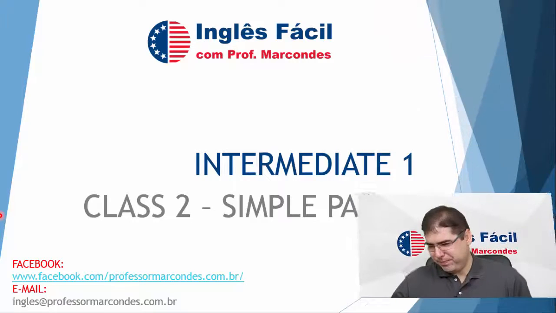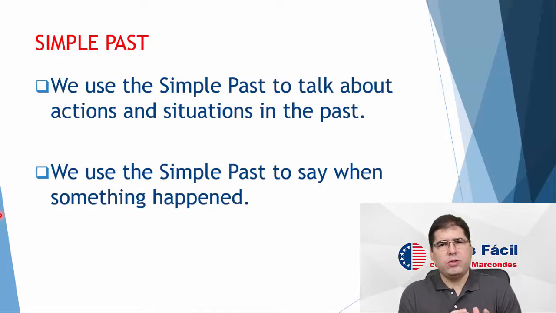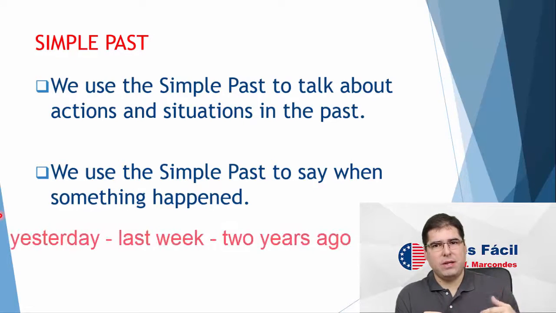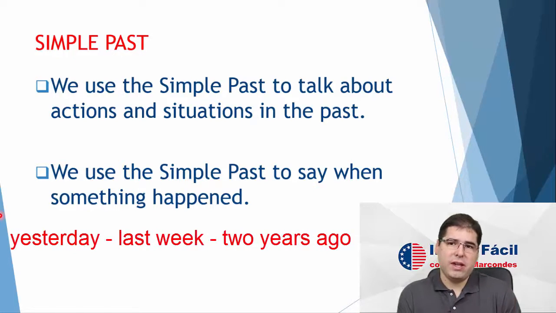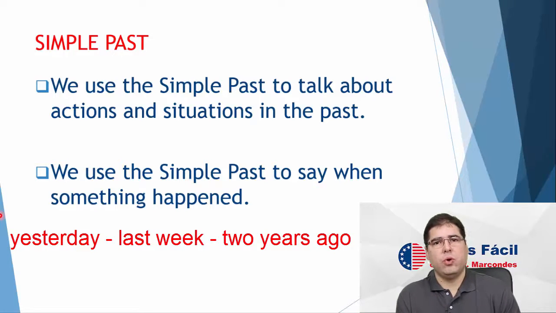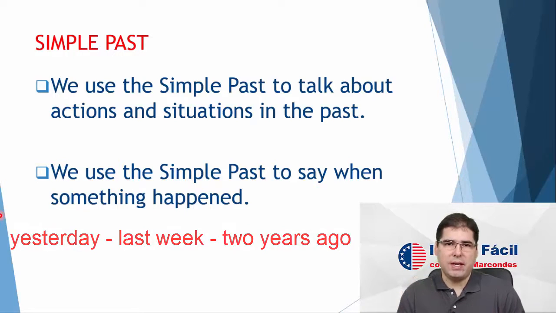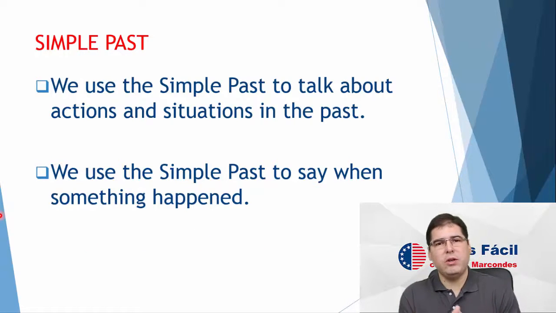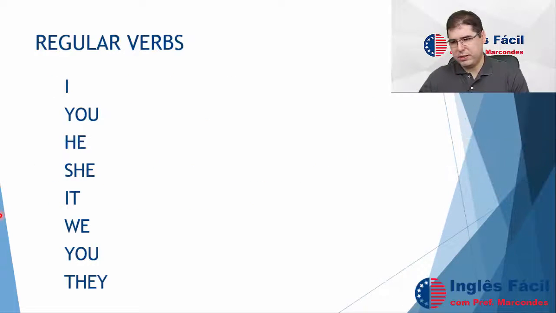So come with me. We use the simple past to talk about actions and situations in the past. We use the simple past also to say when something happened in the past. For example, yesterday, last week, 2 or 3 years ago. Every time we can point to an event in the past, we can use the simple past tense. Okay, so let's see how it works.